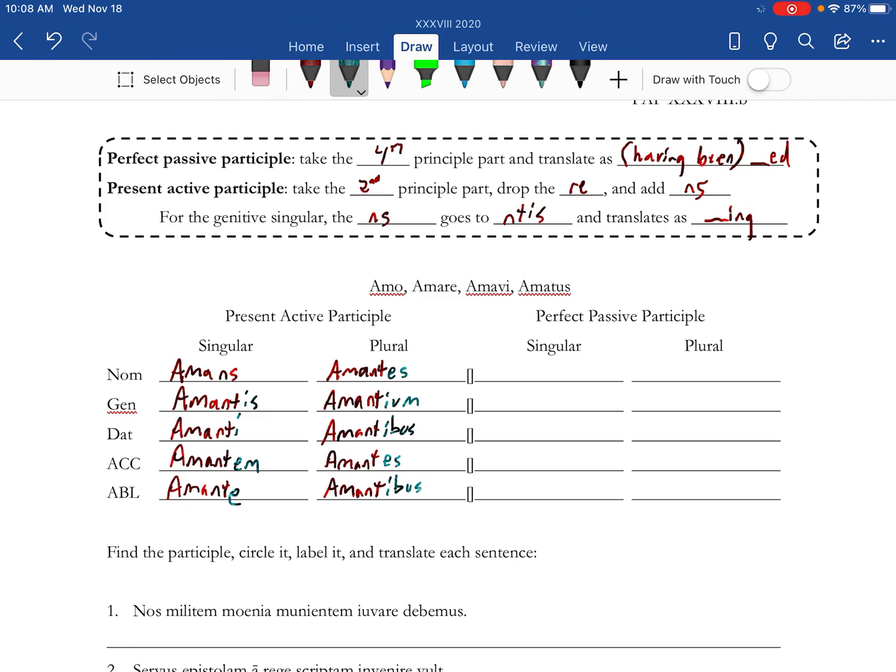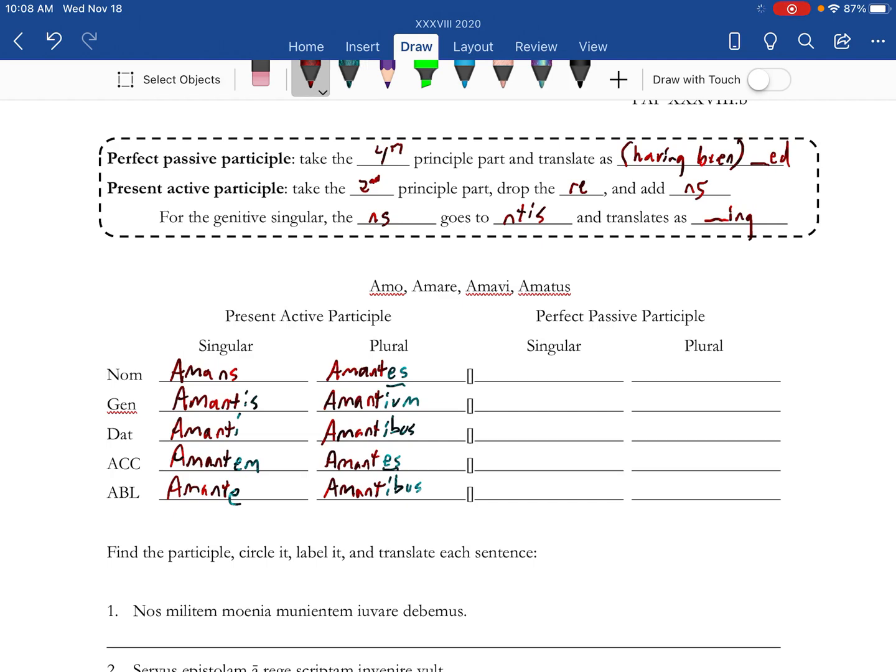To do the neuter, you would switch the ES and the ES to an IA. And nominative and accusative would look the same on the other side, so amans. The ablative singular ends in an E or an I. More common though, it ends in an E.